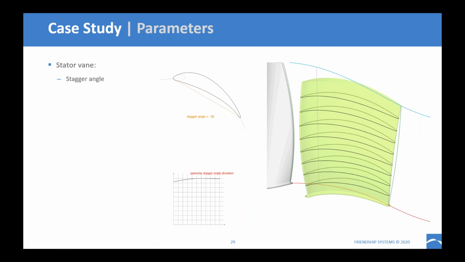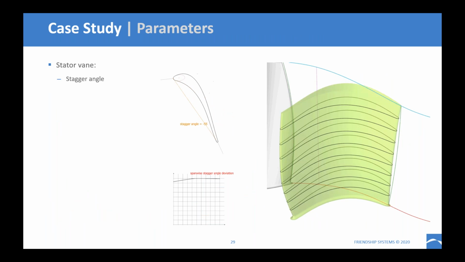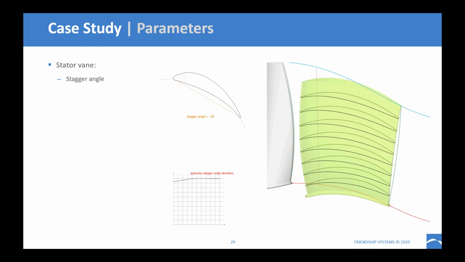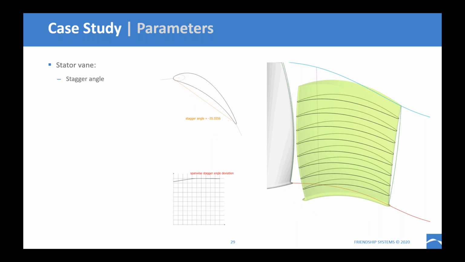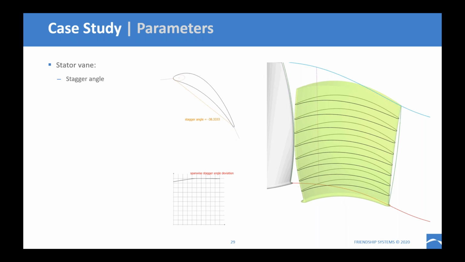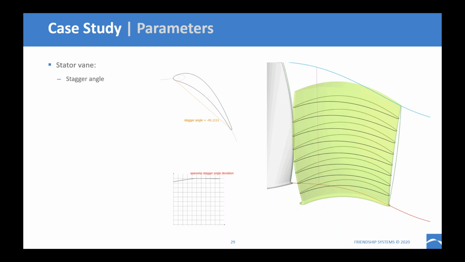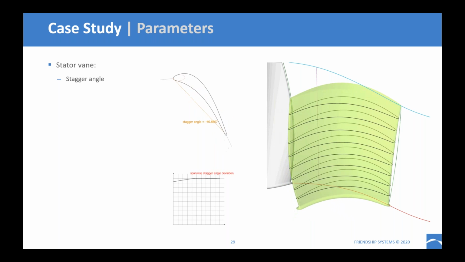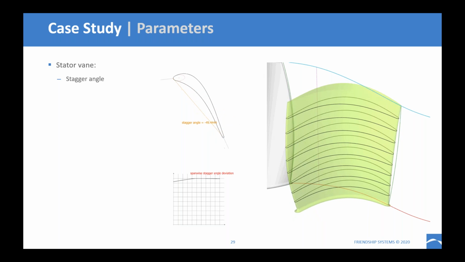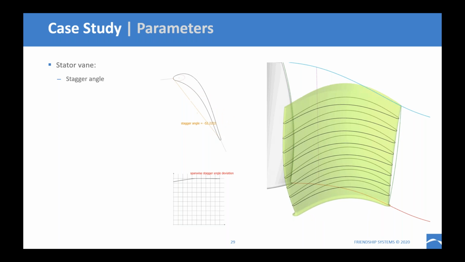So here I have a quick overview of the parameters that we selected for the optimization. The whole parametric model here has a few more parameters, but we made a selection of 14 parameters in total that we're using for the optimization. And the first set of parameters is related to the stator vane. And we have, first of all, the stagger angle. So all of these are global values. So it's a simple optimization approach here.